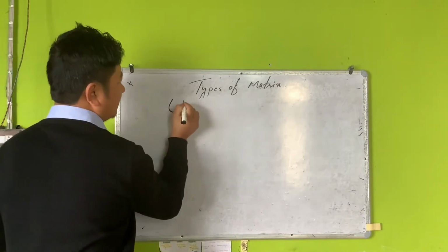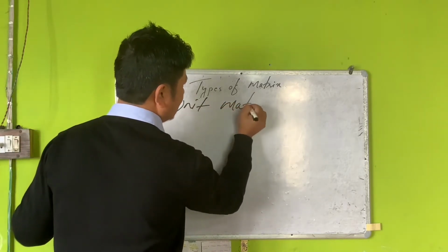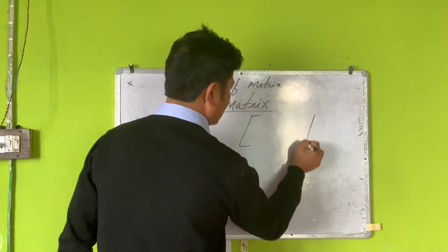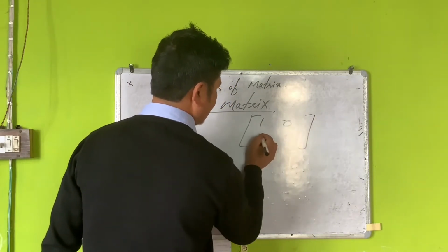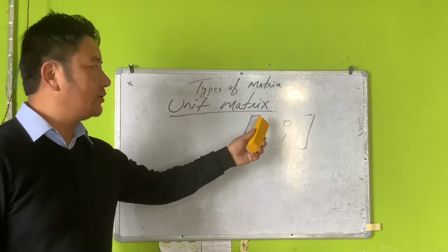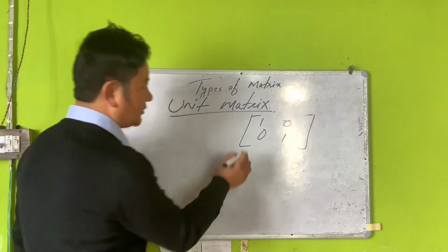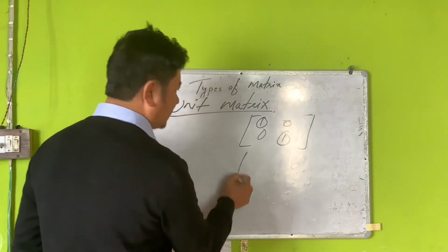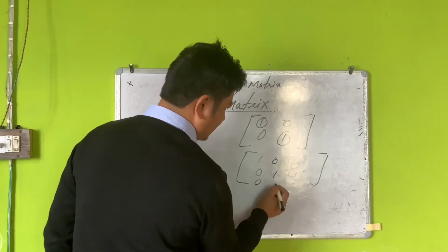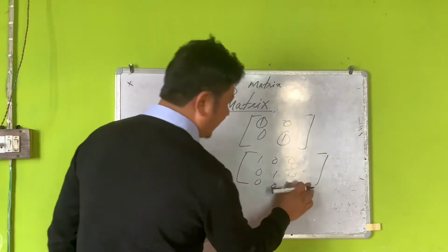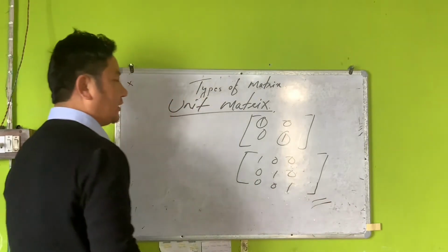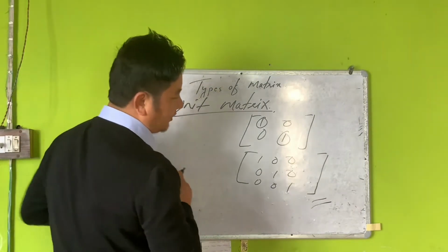Now unit matrix. Unit matrix means in a matrix, when the diagonal elements are similar and they are all 1, that is called your unit matrix. This is also an example of unit matrix. In a diagonal matrix where all the diagonal elements are one, that is called a unit matrix.